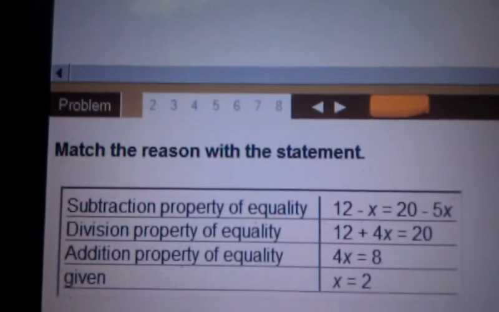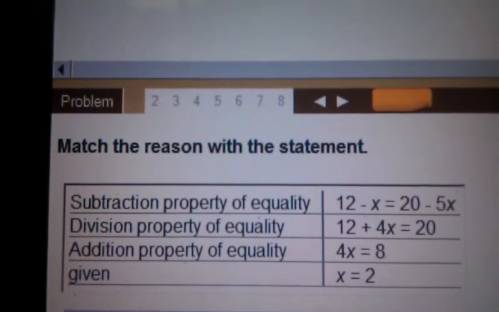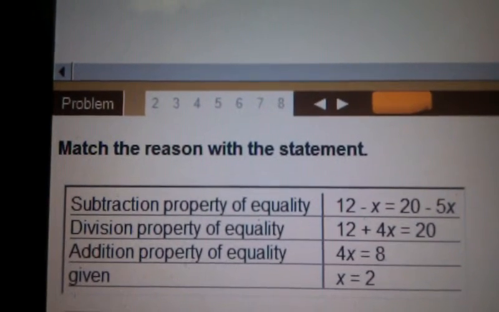So we have 4x equals 8. How are we going to get x equals 2? We had to divide by 4. Let me show this to you, just in case you're lost, which you might be. Let me explain this, okay? This is what we did.